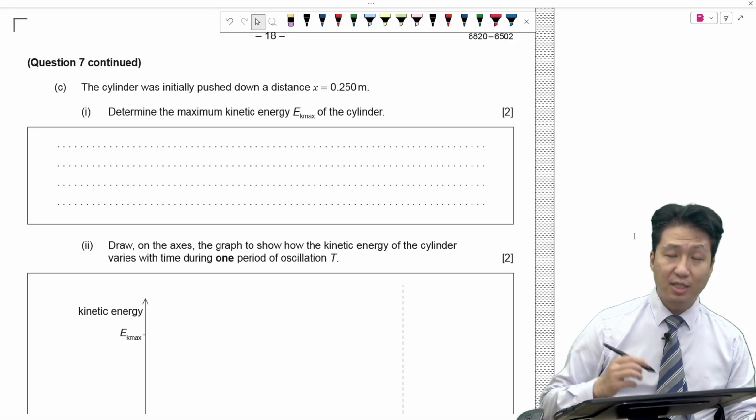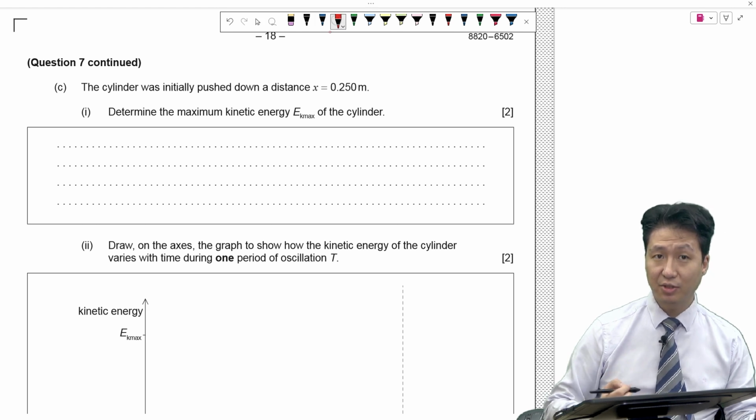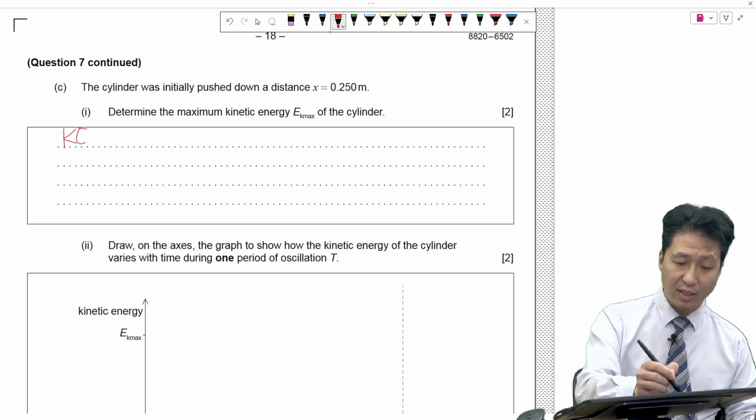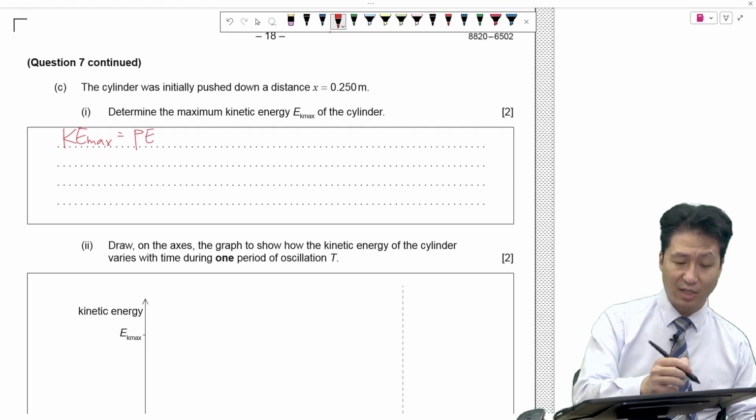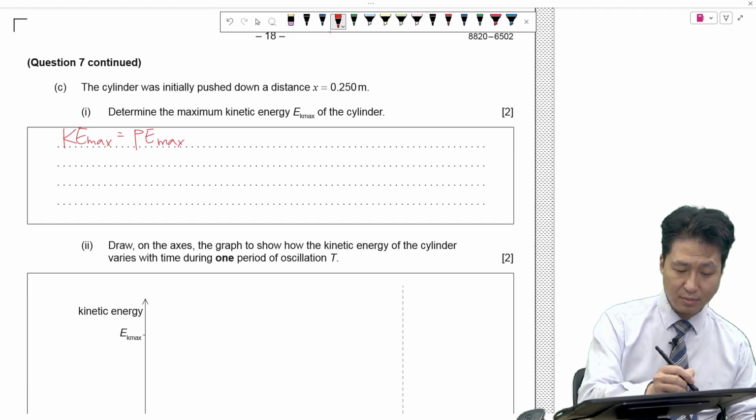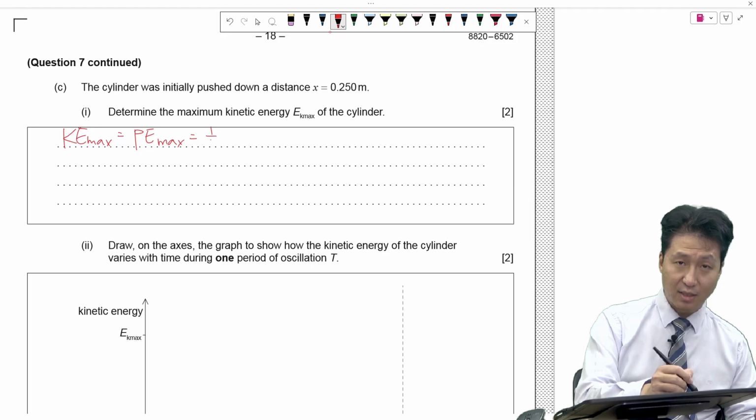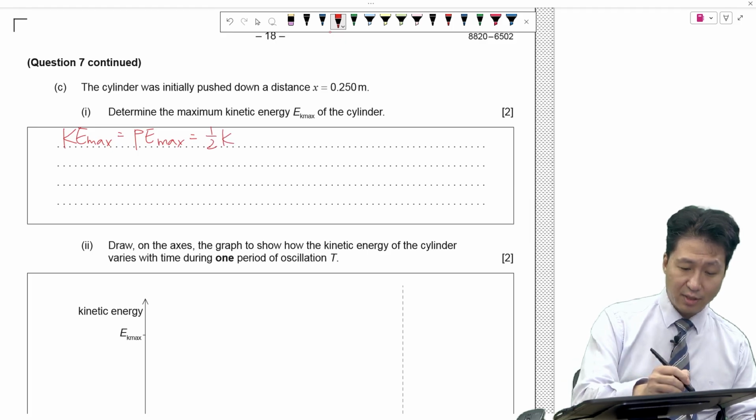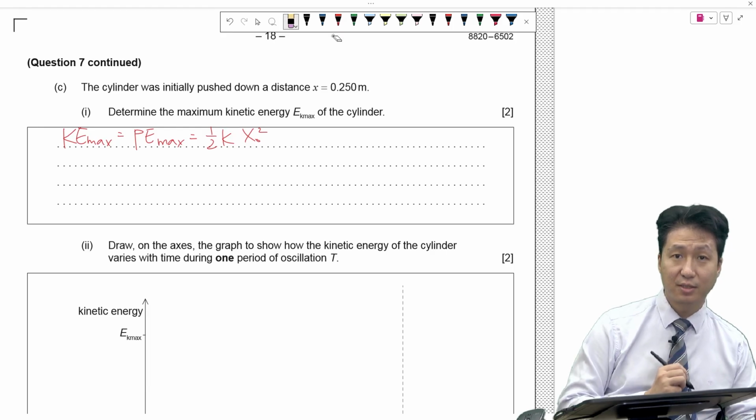Part C, the cylinder was initially pushed down a distance of 0.25 meters. Determine the maximum kinetic energy of the cylinder. And there's two ways to get this kinetic energy maximum. First, the maximum kinetic energy will also be equal to the maximum potential energy, because they're both equal to the total energy. This is equal to 1/2 spring constant times the amplitude squared.